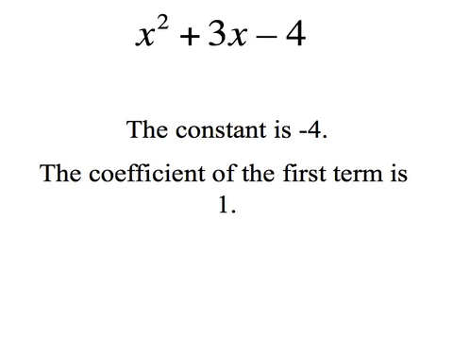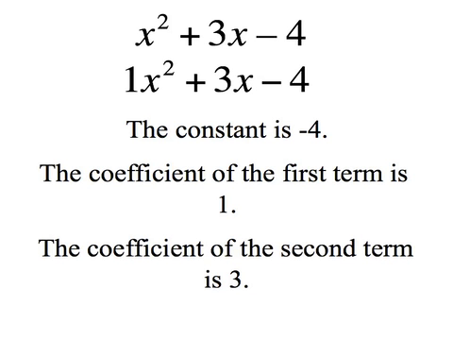And then each term with a variable has a coefficient. The coefficient of the first term is 1 because x squared and 1x squared are the same thing. And of course, if we want, we can write the 1 in there. Of course, the coefficient of the second term is 3.